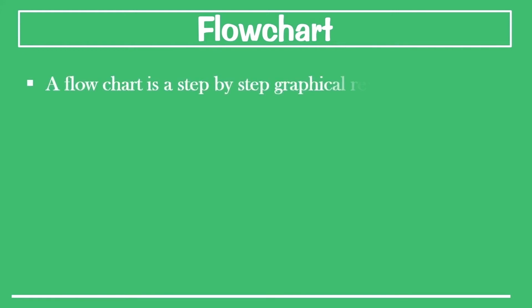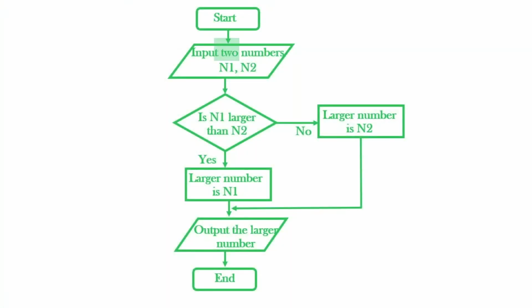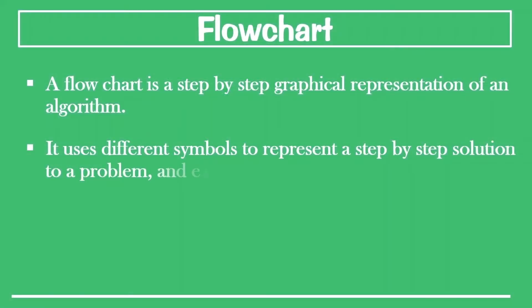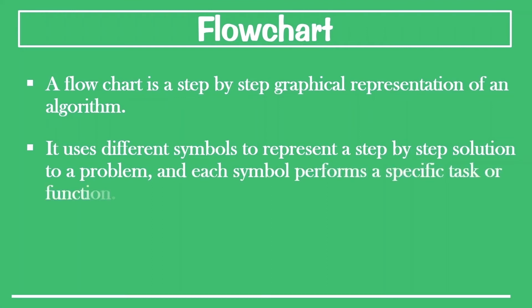Now, viewers, it's very important to know what a flow chart is. A flow chart is a step-by-step graphical representation of an algorithm. It uses different symbols to represent a step-by-step solution to a problem. And each symbol performs a specific task or function.